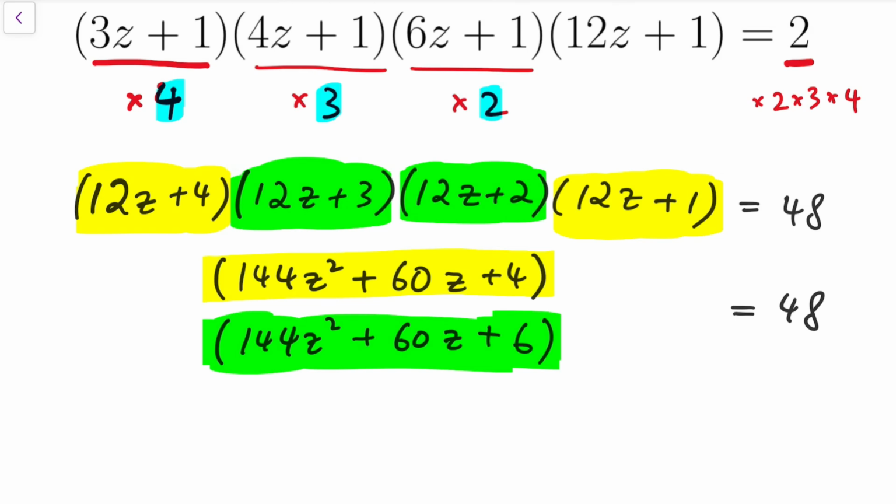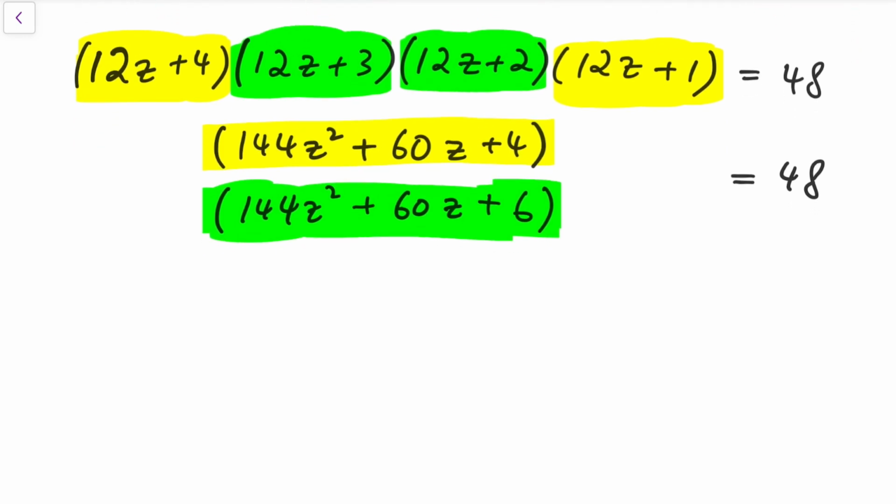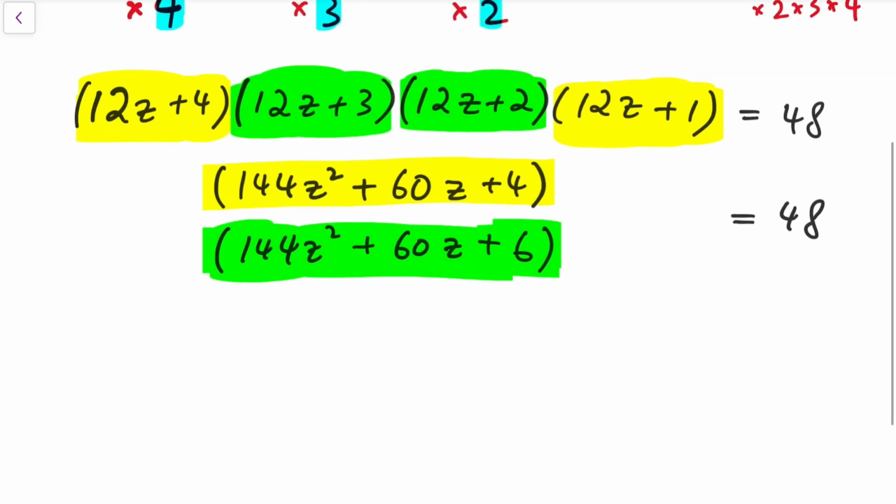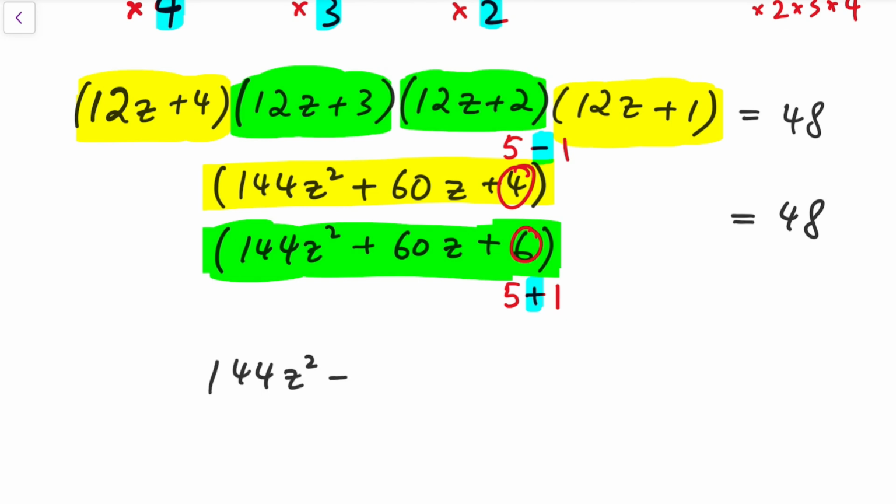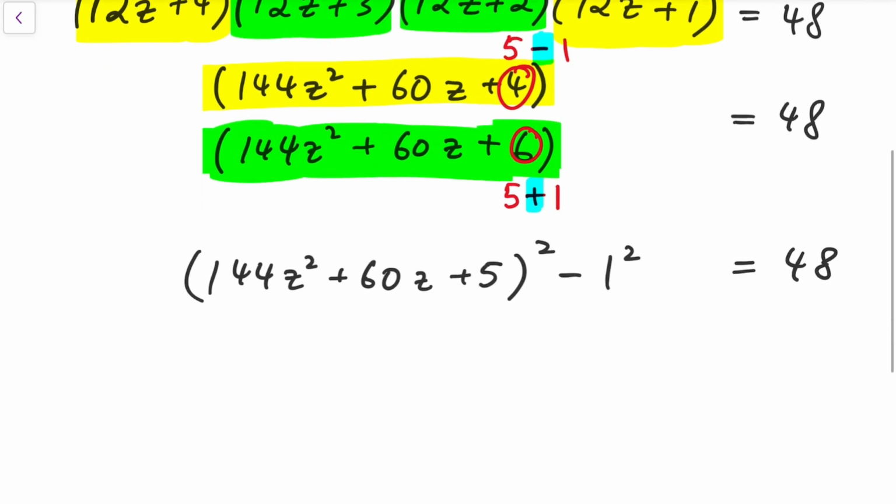So now for these two quadratics, they are very similar. It's just the constant is slightly different. One is 4 and the other is 6. So I'm going to consider something like difference of squares by writing the 4 in the first term as 5 minus 1, while for the 6 in the second term, I write it as 5 plus 1. So you can see that I have a plus and a minus over here, which means I can rewrite the product as (144z² + 60z + 5)² - 1², and that's equal to 48.